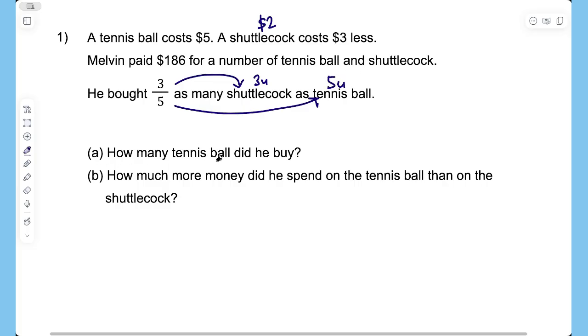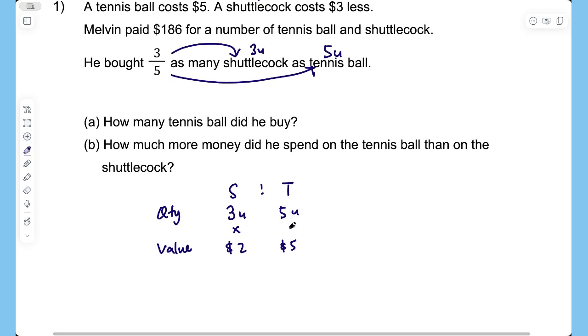Part A. How many tennis balls did he buy? We have shuttlecock and tennis balls. For every 3 units of shuttlecock, we have 5 units of tennis balls. So this is the quantity. And what is the value? What is the amount for each shuttlecock? That is $2. And the amount for each tennis ball is $5.